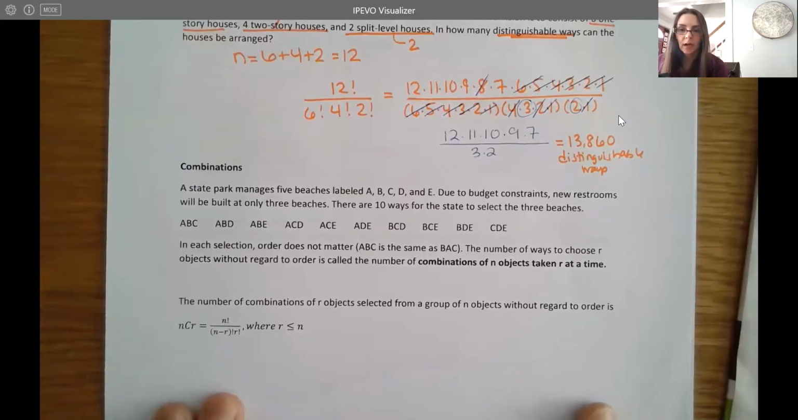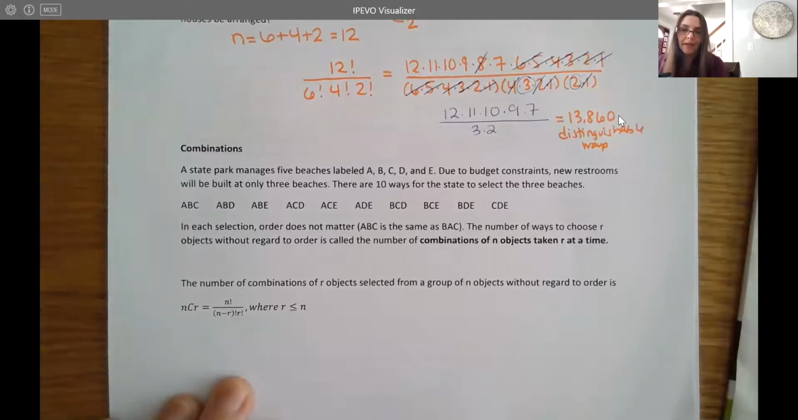Next, we're going to look at a similar concept, but something a little bit different called combinations. What happens with combinations is the ordering doesn't matter so much when we're talking about distinct combinations.